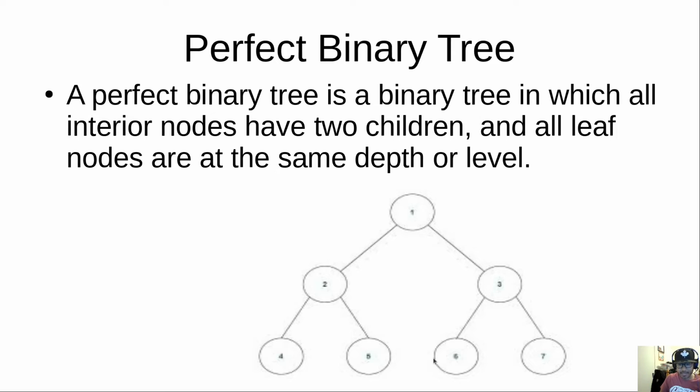And 4, 5, 6, and 7 are at the same level. If we count from the right side, the height, we go 0, 1, 2, and 0, 1, 2, and you can see from the root node that both levels are the same. You can determine it for a perfect binary tree: the levels on the left side and the right side are the same, or you can say all the leaf nodes are at the same level.